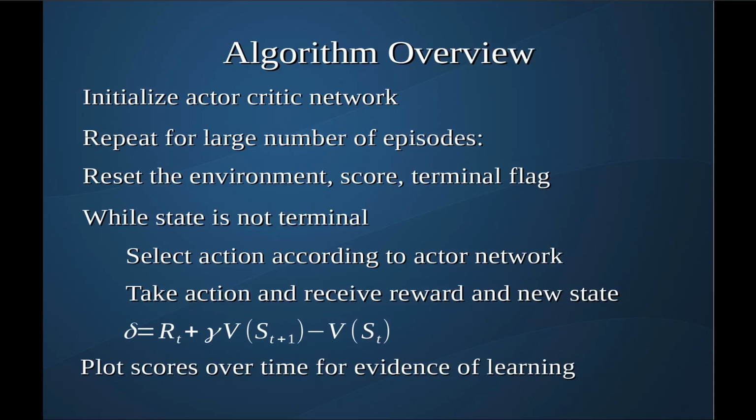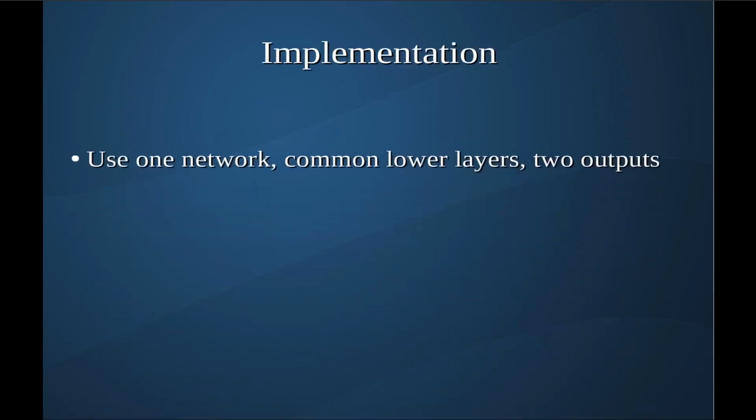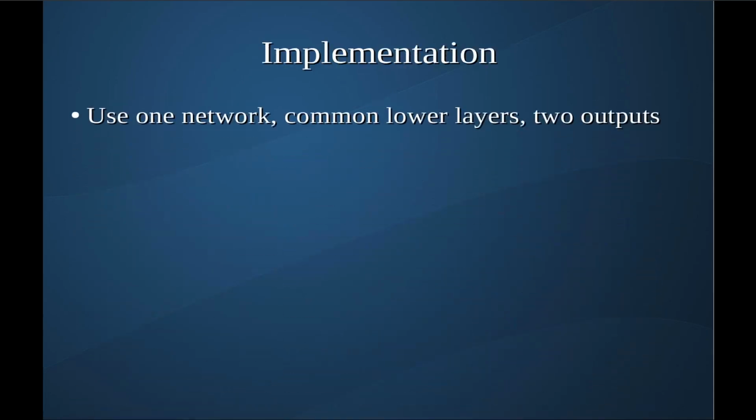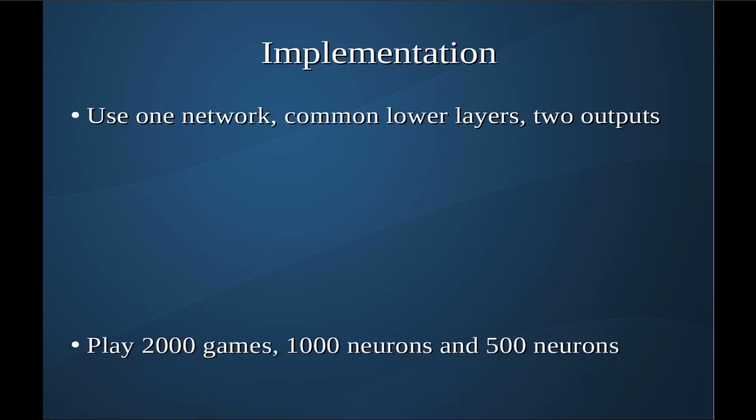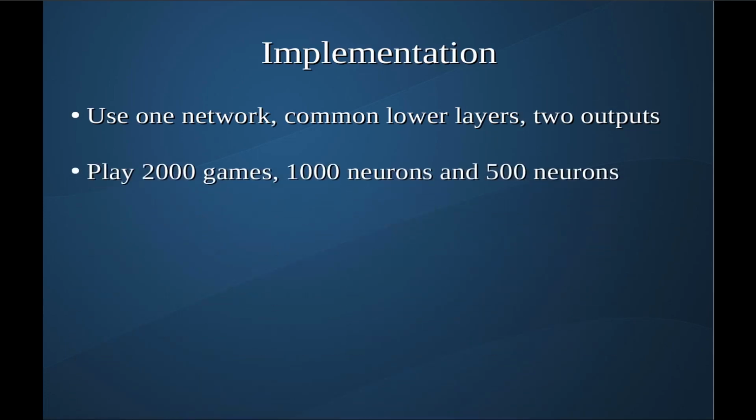Other important implementation details. You can use a single network for both the actor and critic. So you'll have common input layers and two outputs, one for the actor and one for the critic. This has the benefit that we don't have to train two different networks to understand the environment. You can definitely use an independent actor and critic, it just makes the learning more difficult for an algorithm that is already pretty finicky. We'll let it play almost 2,000 games with a relatively large deep neural network, something like about 1,000 units in the first hidden layer and 500 units in the second.